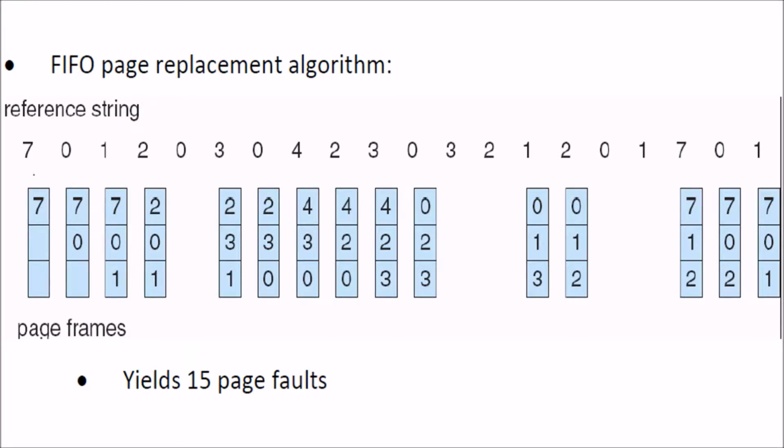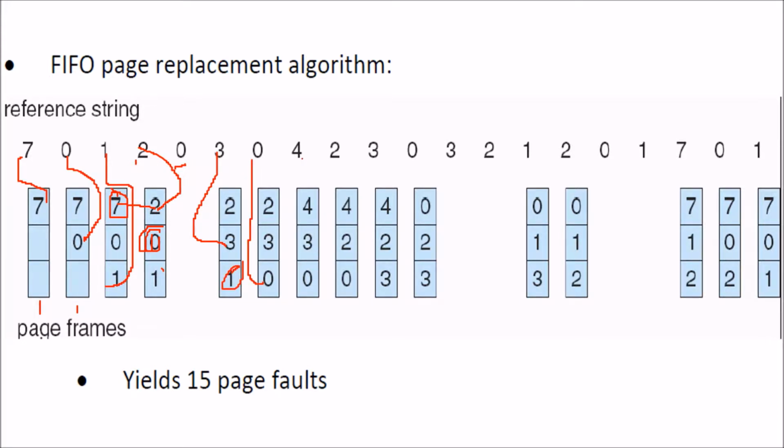If this is the string, see, 7 will come, 7 will go here. 0 will come, 0 will go here. 1 will come, 1 will go here. So 3 page faults. All these blue bars show the page faults. Now 2 has come, which has to be replaced. This 7 has to be replaced, this is the oldest one. 2 will come here. 0 is already there, so there will be no page fault. Now 3 has to replace which one? Because 0 is now the oldest, 3 will replace this 0. Now 0 has come. 1 is the oldest now, so 0 will replace this 1.